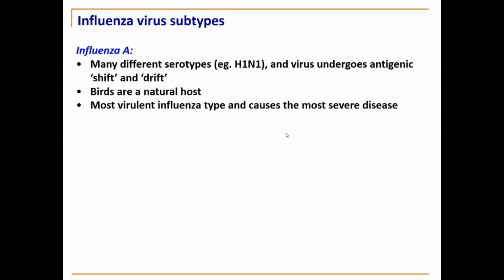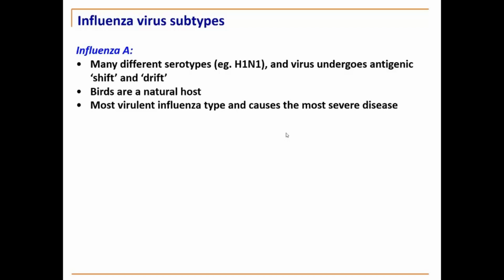So there are 3 main subtypes of influenza virus. There's influenza A, and there are many different serotypes of influenza A. For example, H1N1 or H3N2. And this virus, so influenza A, undergoes both antigenic shift and antigenic drift. And I'll talk about what those two are in a moment. But this is the reason why we can have such big changes in influenza A virus in particular, but also why it can be so pathogenic at times.